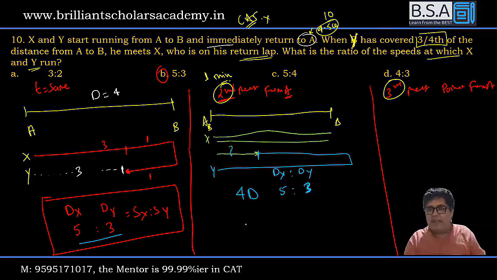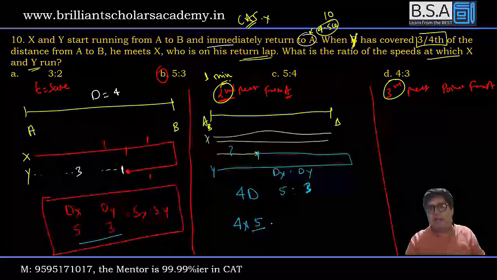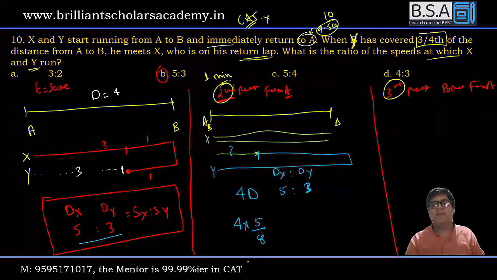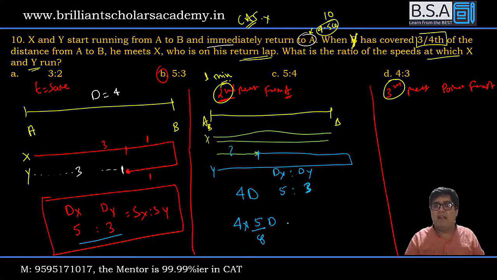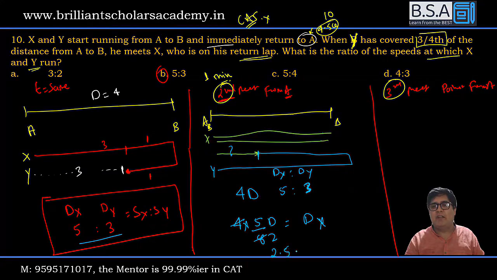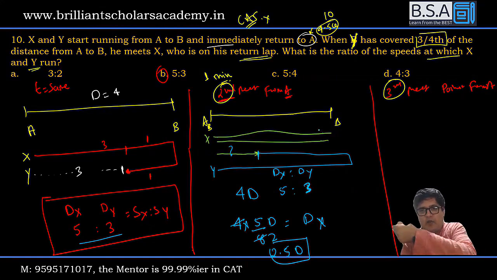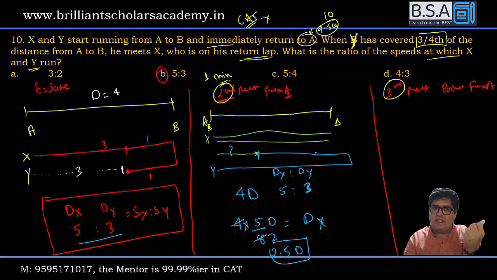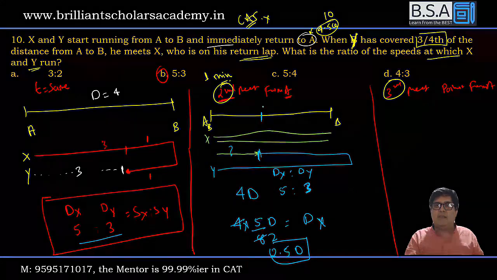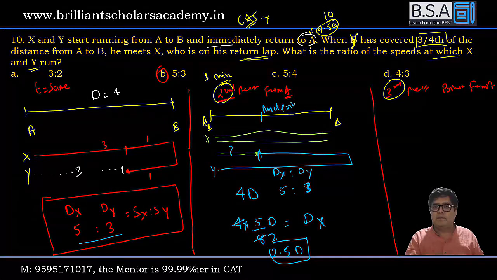I'll focus on X. So 4 multiplied by 5/8. Please pay attention. This much distance has been traveled by X. Total distance traveled by X. So cancelled, cancelled. Total distance traveled is 2.5d. That means he traveled 1d towards B, 1d towards A, and then half. So they meet at the midpoint. That is their second meet.